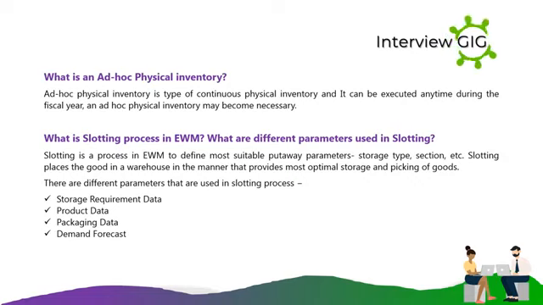What is the slotting process in EWM? What are different parameters used in slotting? Slotting is a process in EWM to define the most suitable put-away parameters, storage type, section, etc. Slotting places the goods in a warehouse in the manner that provides the most optimal storage and picking of goods. The different parameters used in the slotting process are storage requirement data, product data, packaging data, and demand forecast.